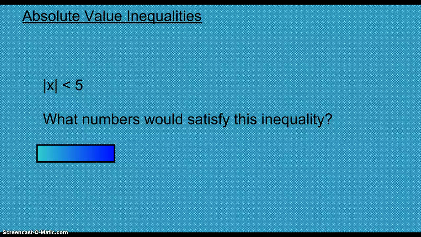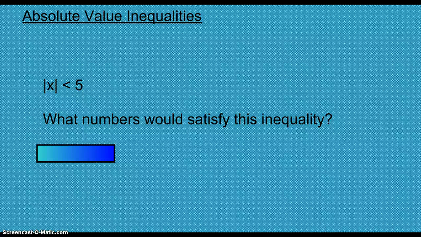Absolute value inequality is the last type of inequality that we're going to work with. And we're going to start with a very simple inequality. We have the absolute value of x is less than 5. And we just have to look at what numbers would satisfy this inequality. The way that we would go about solving this is we can take a shortcut, kind of like when we solved these before.